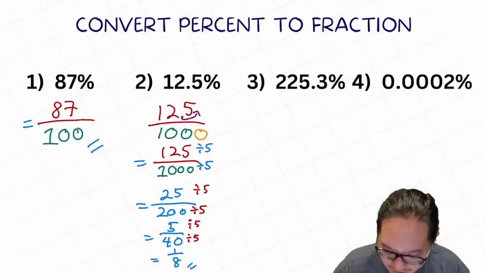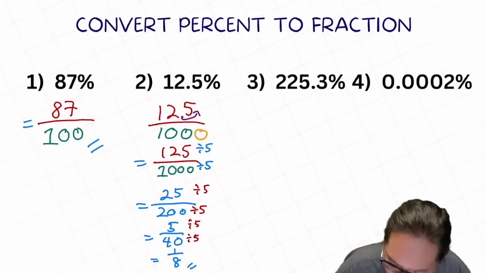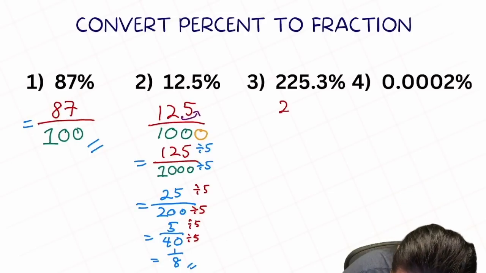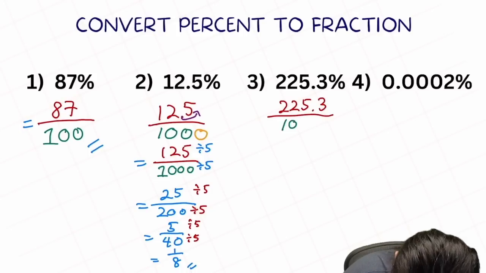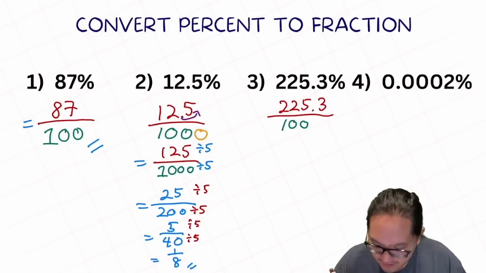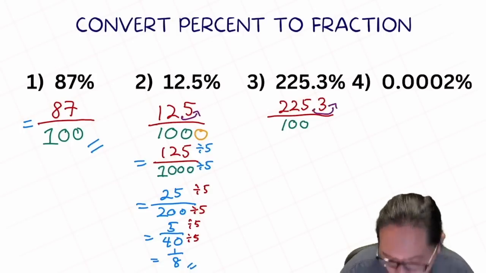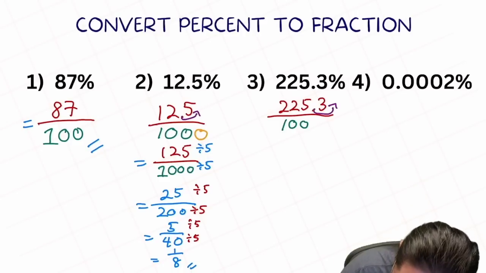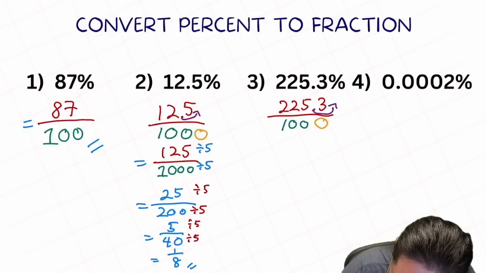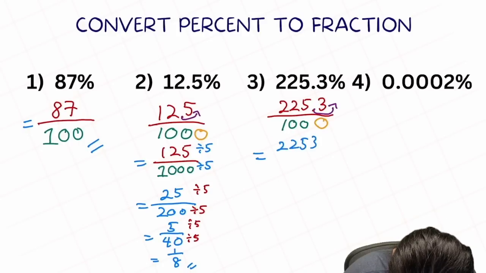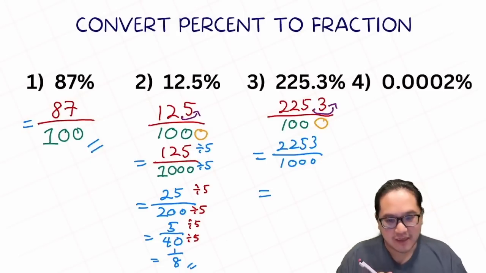So let's do one more practice, right? We got 225.3%. So how do we do this? We're going to set this up, right? 225.3 over, let's set it up as 100 first to keep it simple, right? So now we know that we have decimal here. We need to move this decimal 1 unit to the right. It'll cause us to add a 0 at the bottom. So what we got here will be 2253 over 1000. Okay?